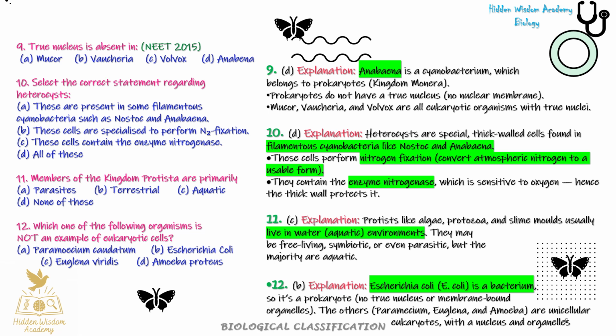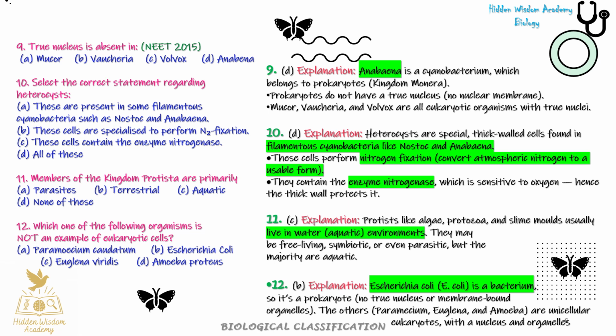11. Members of the kingdom Protista are primarily. Option A. Parasites. Option B. Terrestrial. Option C. Aquatic. Option D. None of these. Explanation: protists like algae, protozoa, and slime molds usually live in water, aquatic environments. They may be free-living, symbiotic, or even parasitic, but the majority are aquatic. So, option C is the correct answer.